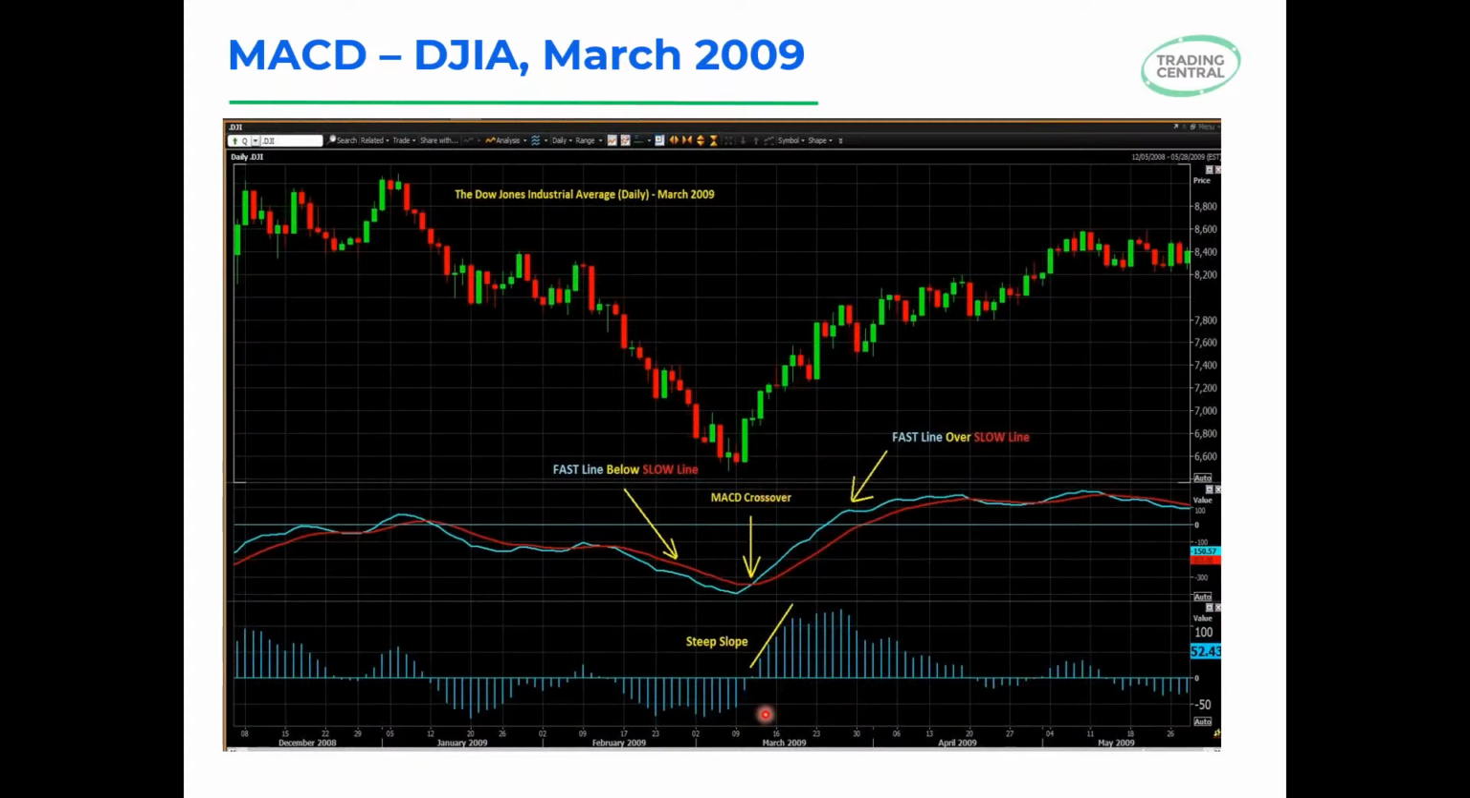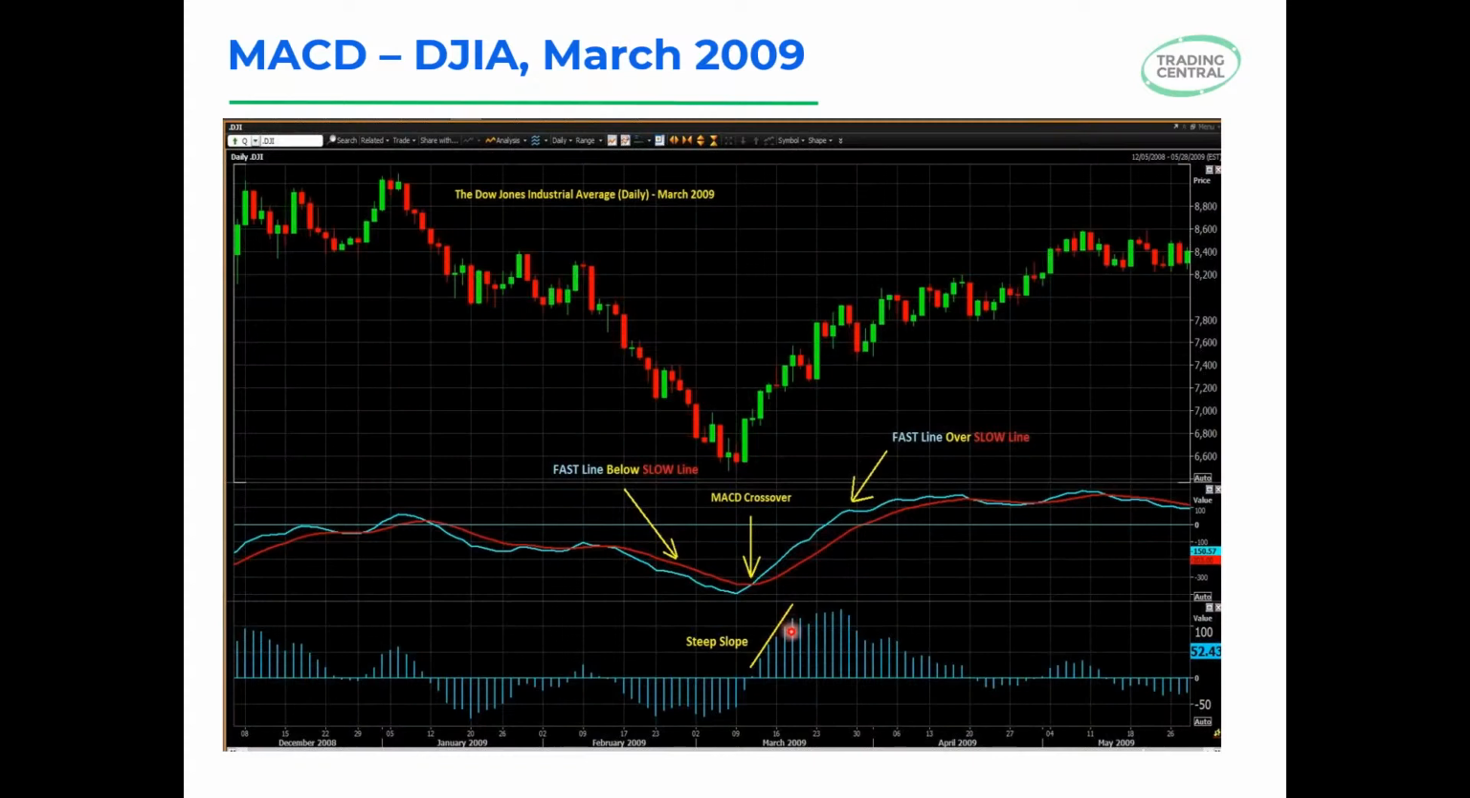In March, I still remember, maybe it is March 15, we see a cross. Remember, I talked about the fast line and the slow line. Fast is the blue one, slow is the red one. We see the blue line cross above the red line and, this is the point, keep rising.